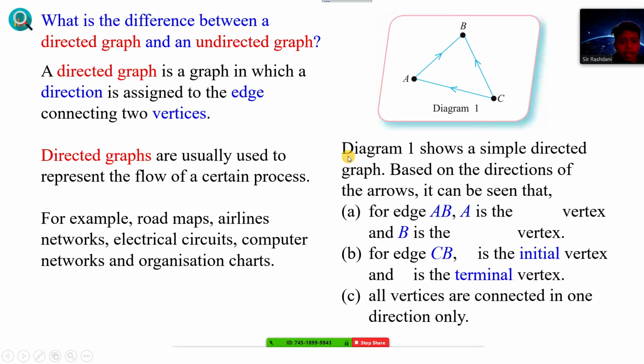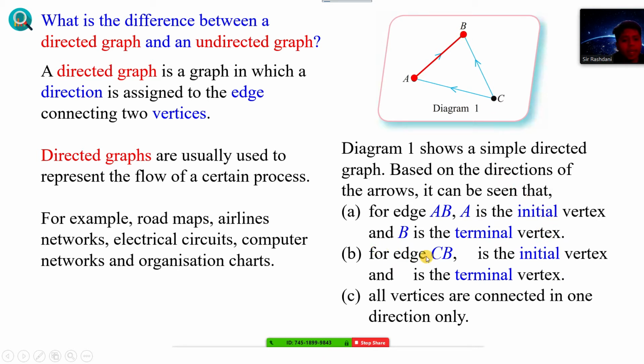Example here, can you see? Diagram 1 shows a simple directed graph. Based on the directions of the arrows, it can be seen that for edge AB, A is the initial. You see the arrow is going up, right? So the initial vertex will be A, and B will be our terminal vertex.